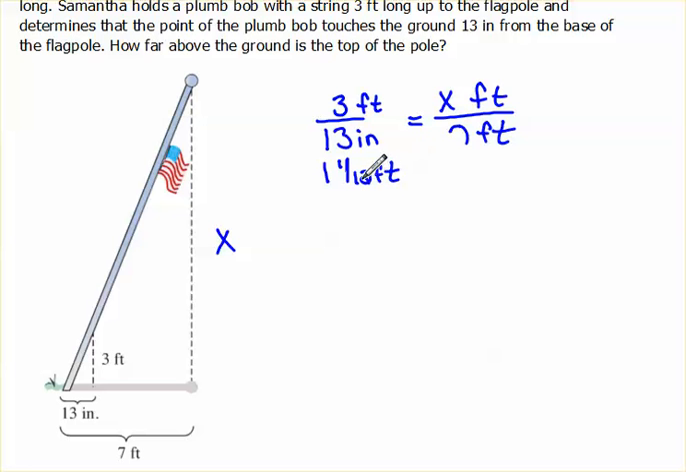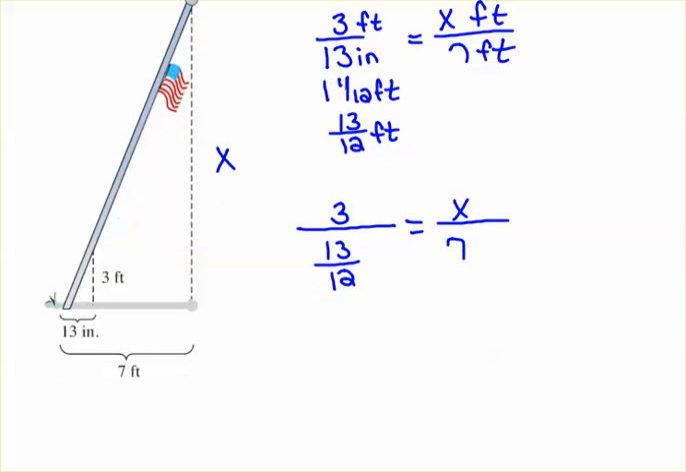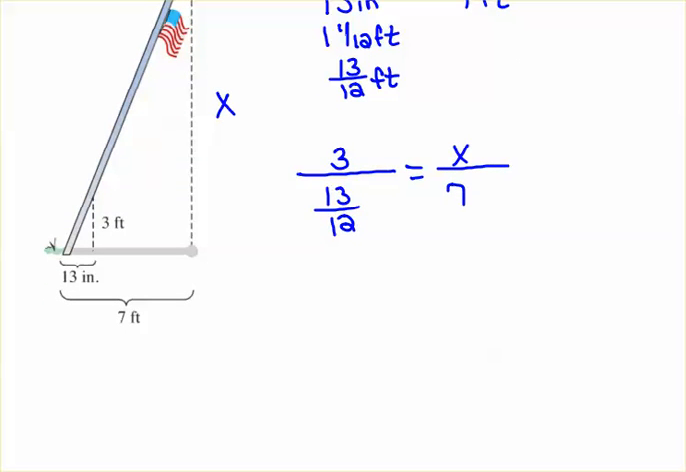And then if we were to put those together, that would be 13/12 feet. Or you could just do it in the decimal form. So either way would be perfectly acceptable. But let's write up this proportion now. So we would have 3 feet compared to 13/12 equals x feet to 7 feet. And we can do that now because everything is in feet.